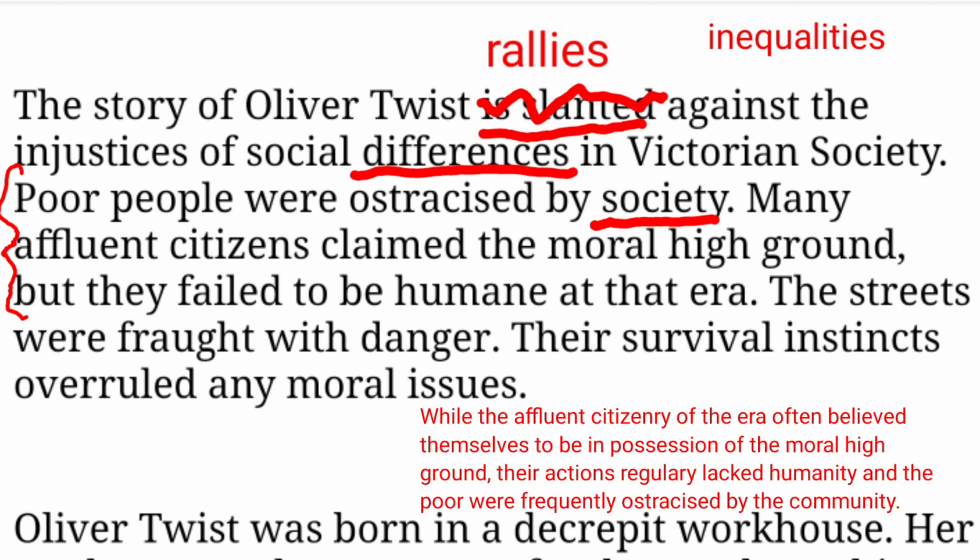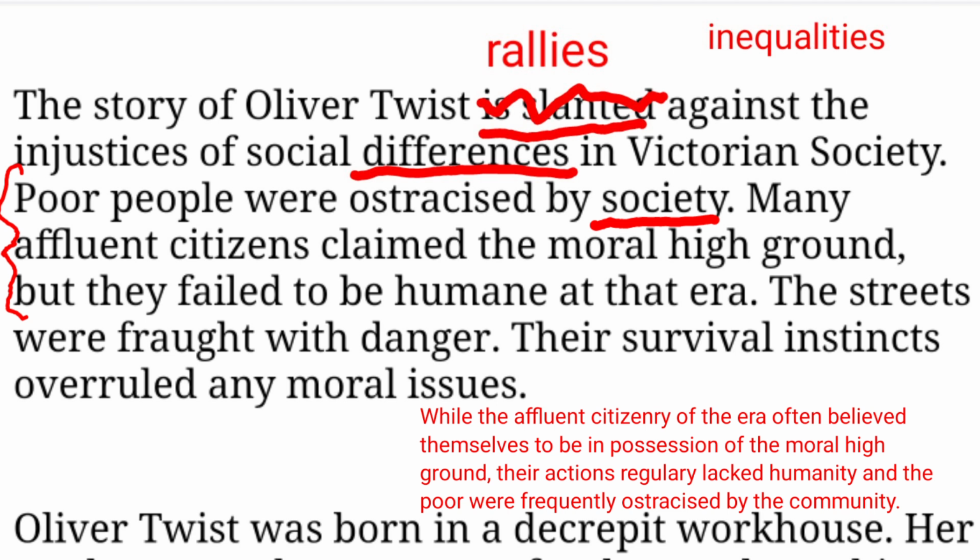While the affluent citizenry of the era often believed themselves to be in possession of the moral high ground, their actions regularly lacked humanity, and the poor were frequently ostracized by the community. The streets were fraught with danger. Love that sentence, really good.